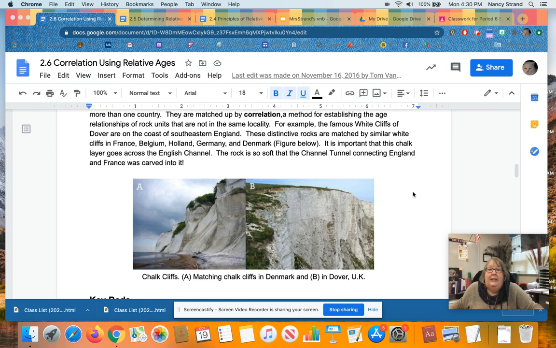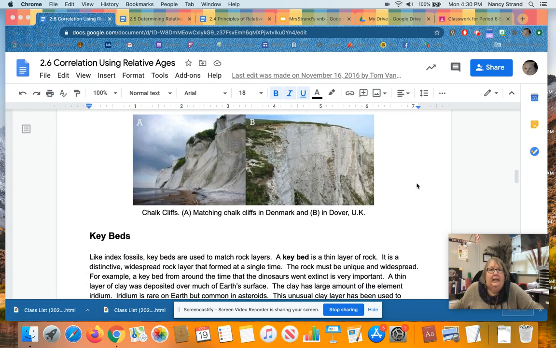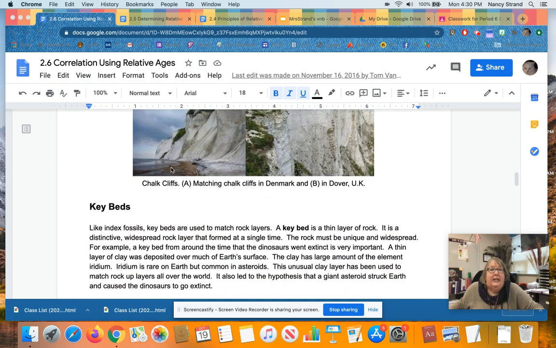It is important that this chalk layer goes across the English Channel. The rock is so soft that the Channel Tunnel connecting England and France was carved into it. Pretty amazing. Okay, so here, kids, we've got the chalk cliffs and the matching chalk cliffs. All right, key beds.